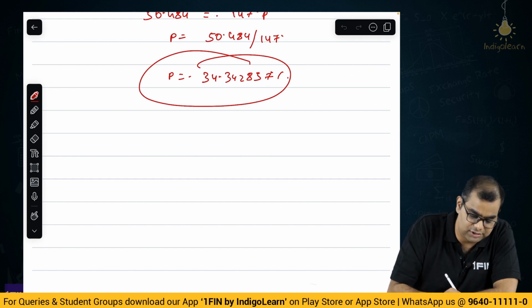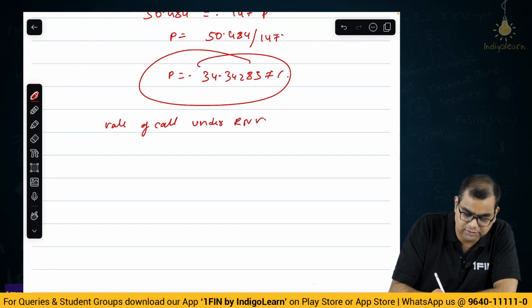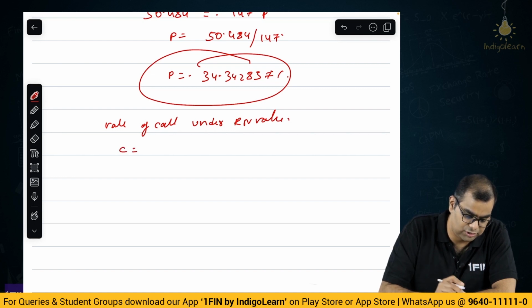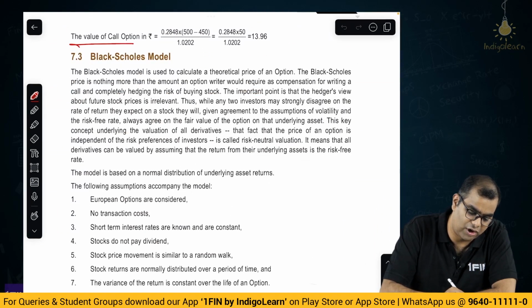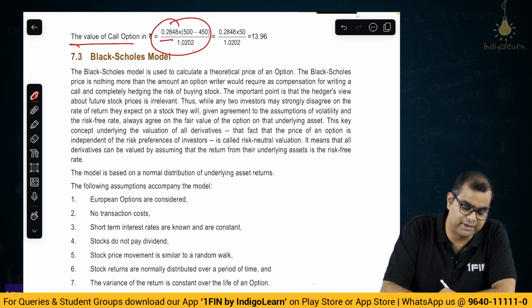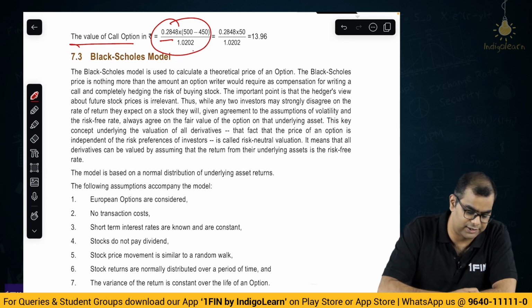How do you value the value of call under risk neutral valuation? What have they done here? See, value of call option. They have directly taken the payoff multiplied by the probability divided by the present value. Basically, same thing as what we have done in payoff for binomial model.